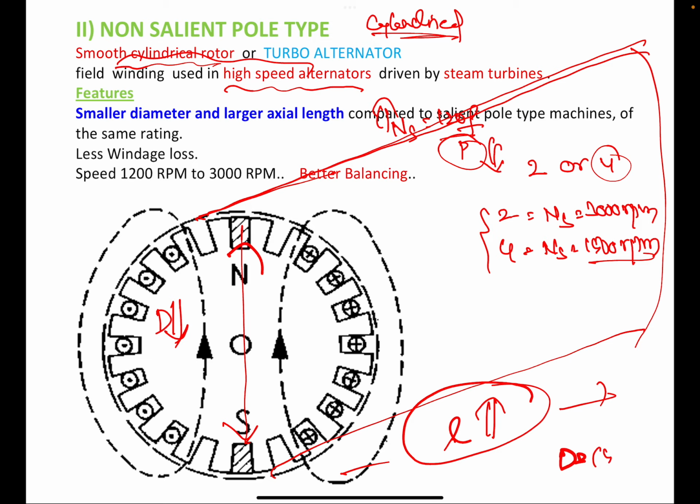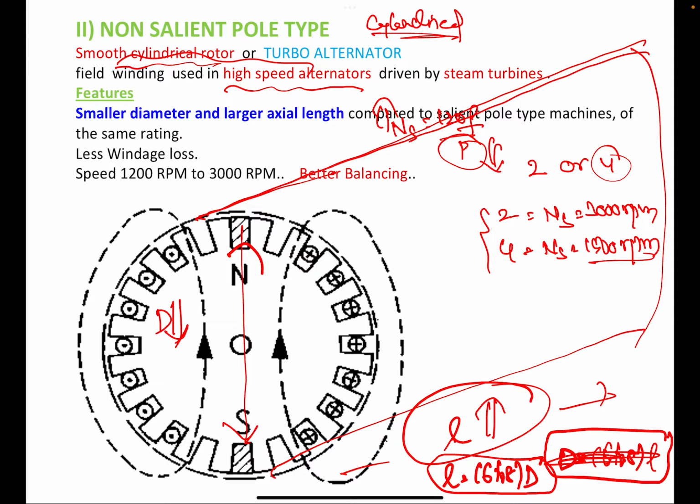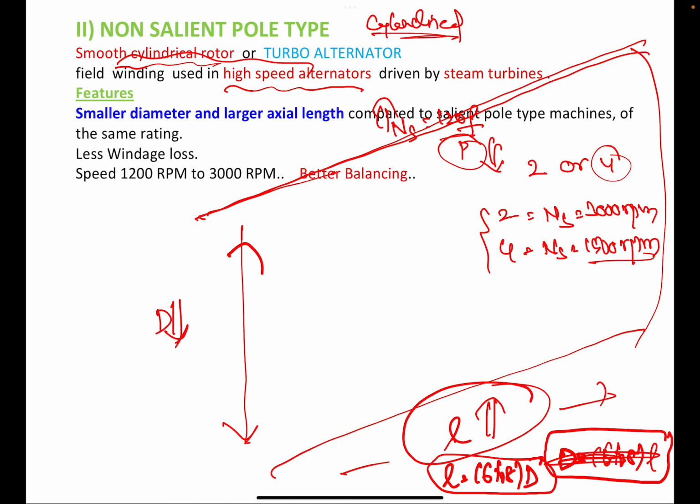In case of cylindrical type rotor, L equal to 6 to 8 times of D. This is important for competitive exams. If the D value is given, what is the approximate axial length value? L equal to 6 to 8 times of D here.